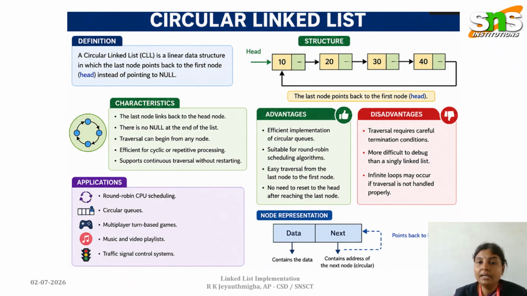And let's discuss the advantages and disadvantages. The advantages are efficient implementation of circular queues. It is suitable for round-robin scheduling algorithms. It is easy to traverse from the last node to the first node. There is no need to reset to the head after reaching the last node. The disadvantages: the traversal requires careful termination conditions. It is more difficult to debug than a singly linked list. Infinite loops may occur if traversal is not handled properly.